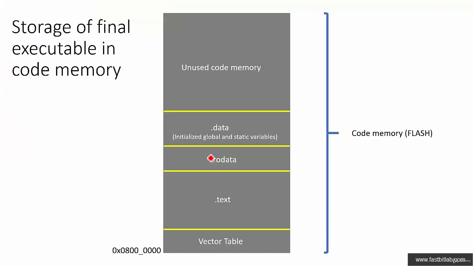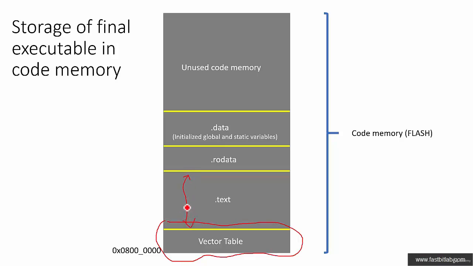If you again refer to this diagram, this explains the storage of the final executable in code memory. The initial code space must contain the vector table. After that, only the .text section should appear.